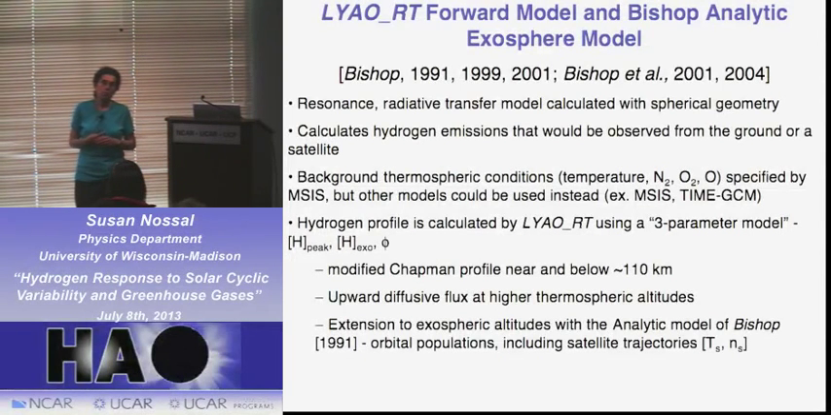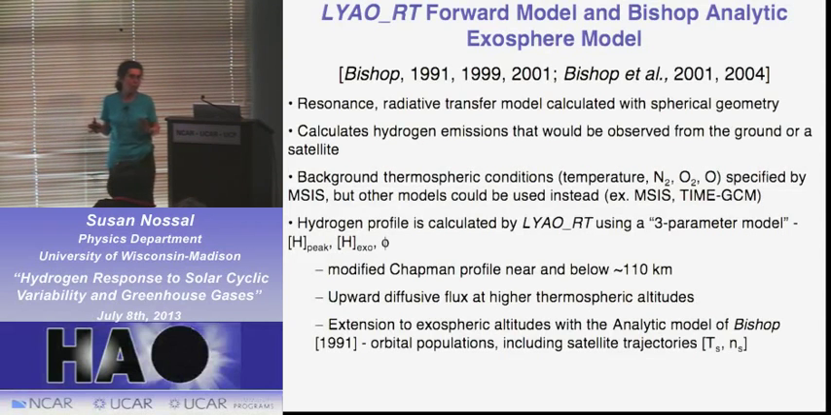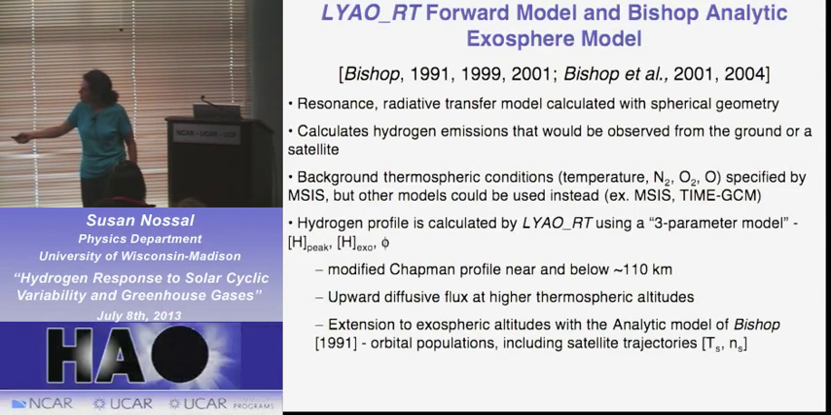There are a number of different ways of using this code. One way is to try to retrieve these parameters from observations. To do that, you take observations in many different look directions, and you use the observations in many look directions to constrain the forward model to find out which of these three parameters will give you the best fit to your observations.